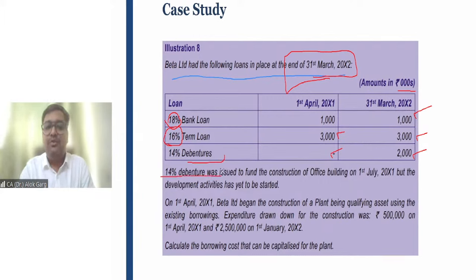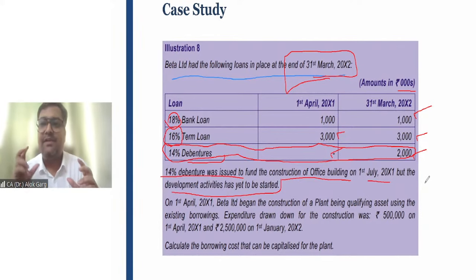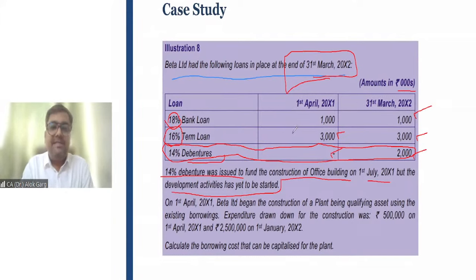14% debenture was issued to fund the construction of office building on 1st July 2001, but the development activities have yet to be started. Friends, if you will see, the question has given you the information that the proceeds from the debenture are used for the office building. It means it is a case of a specific borrowing. It is not a part of the general pool, right? So which is part of the general pool? It means this 18% and 16% is a part of the general pool.